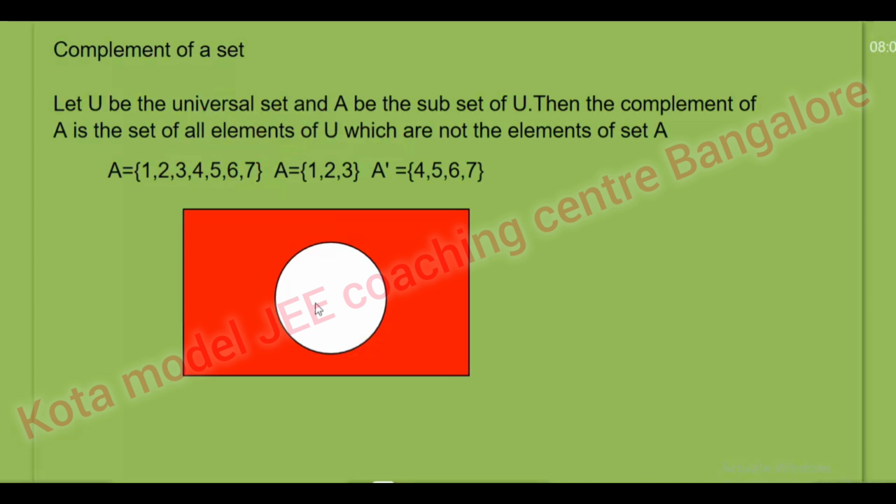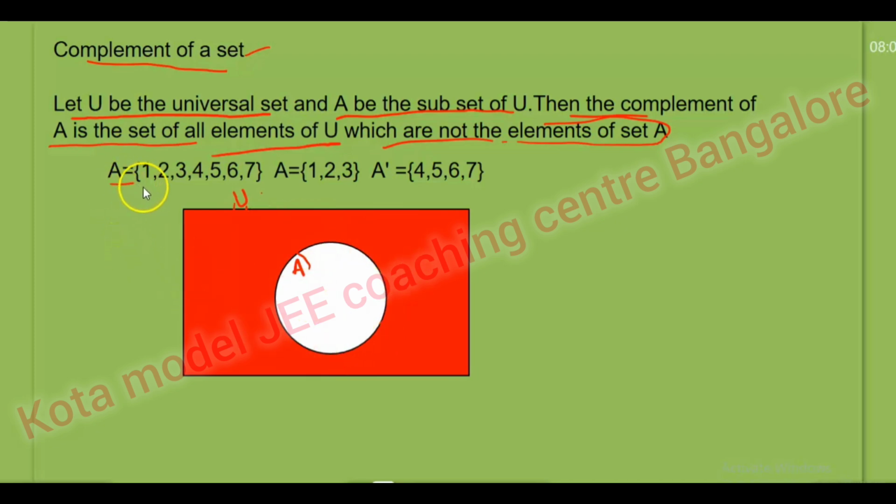Now move to the next concept, complement set. Complement set means, let U be the universal set and A be a subset of U, then the complement of A is the set of all elements of U which are not elements of A. In the universal set, we have a lot of elements, but the collection should be other than A. This red part represents the complement of A.